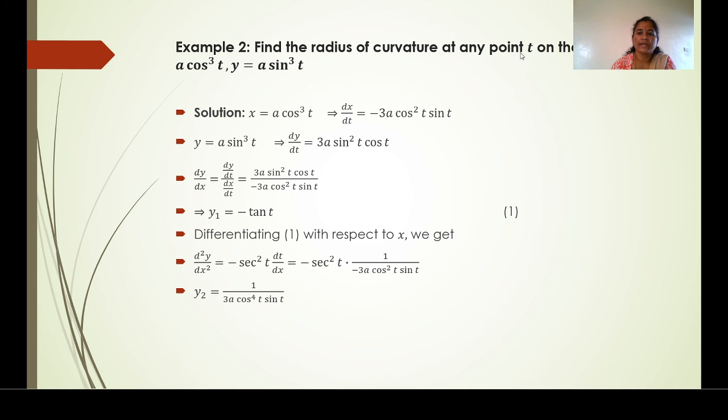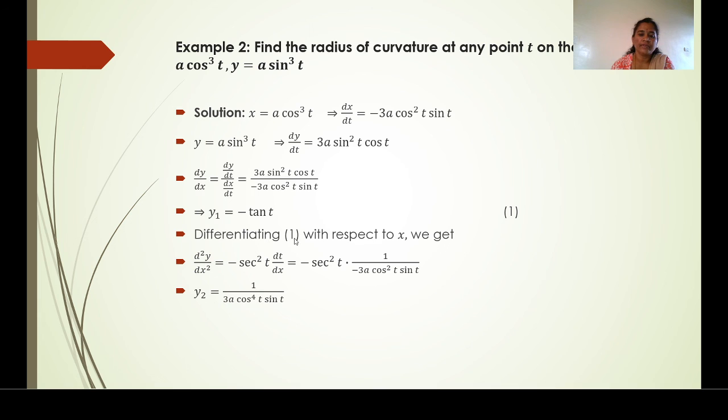Find the radius of curvature at any point t on the curve x is equal to a cos cube t, y is equal to a sin cube t. In the solution part, x is equal to a cos cube t, differentiate with respect to t. X is a function of t, dx/dt is minus 3a cos square t, again function of function, derivative of cos t is minus sin t. Y is equal to a sin cube t, dy/dt is 3a sin square t cos t. Then find out dy/dx. It's a parametric equation, so we write (dy/dt) by (dx/dt). On simplifying this we get y1 is minus tan t. Call this equation 1.